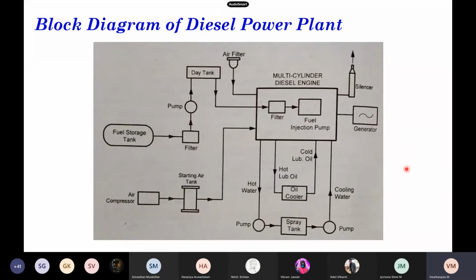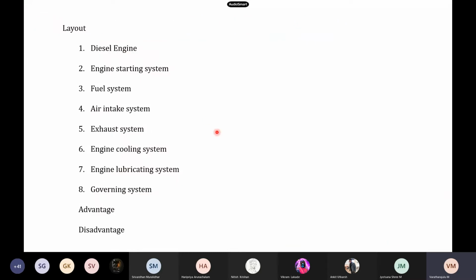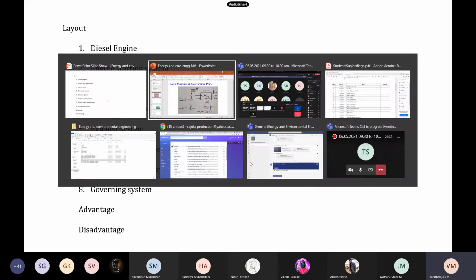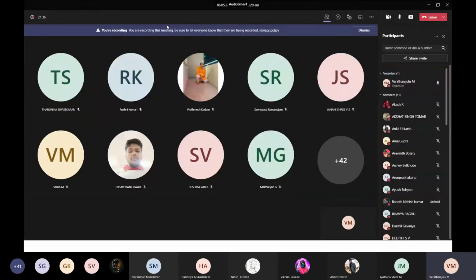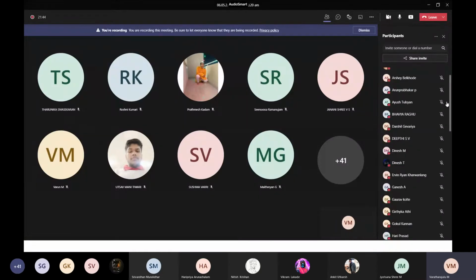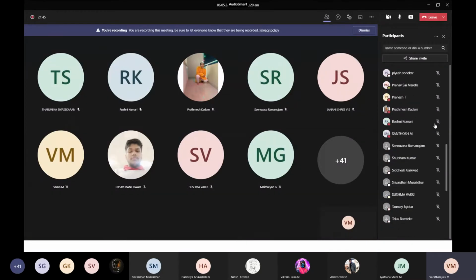Do you have any doubts with the diesel power plant? Any doubts? Any doubts? No, sir.